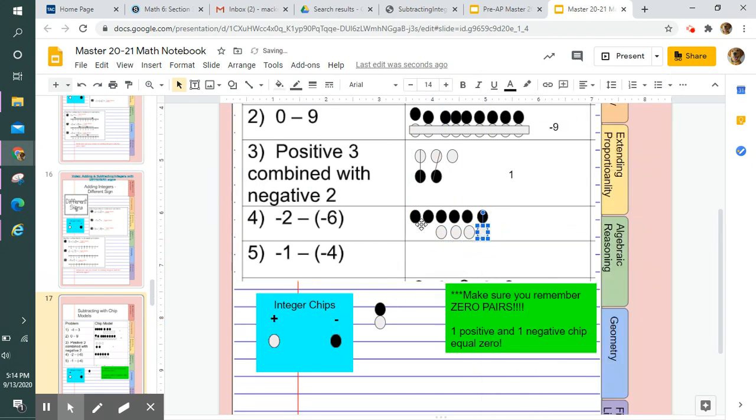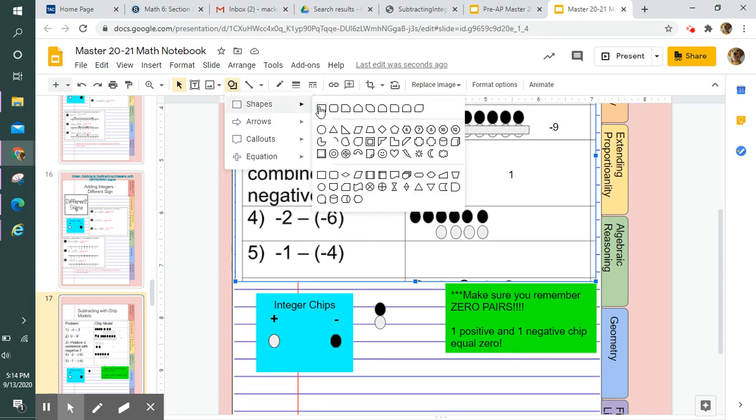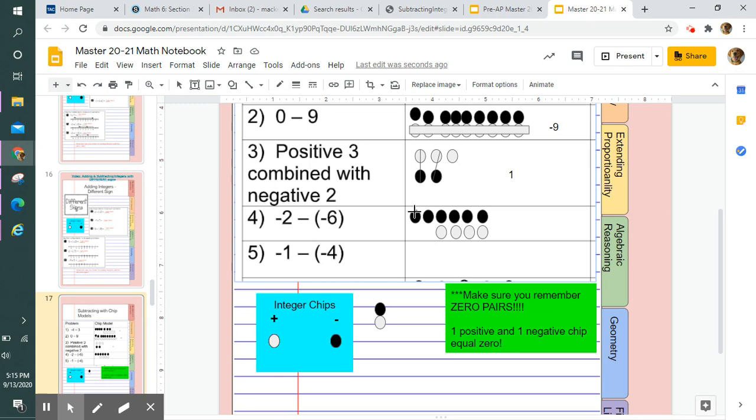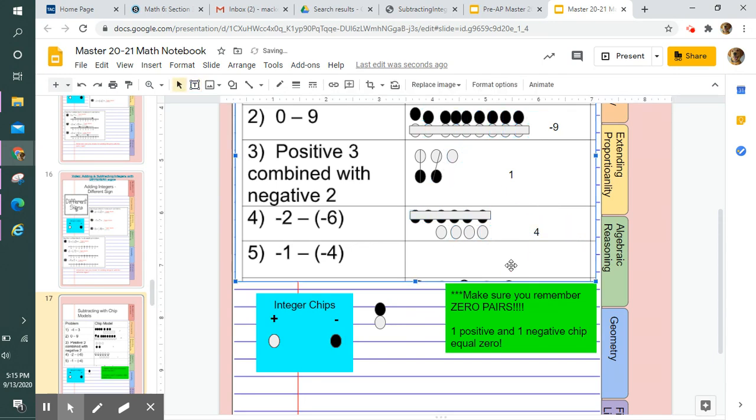All right, so now we have 1, 2, 3, 4, 5, 6 negatives, and that's what it wants us to take away. It wants us to take away 6 negatives. So we're going to take our shape, we're going to make a rectangle, and we're going to cover up the 6 negatives that we're taking away because they're going bye-bye. So when we make those go bye-bye, we are left with 4 chips. So 1, 2, 3, 4. And those 4 chips are all positive, so that means my answer is +4.